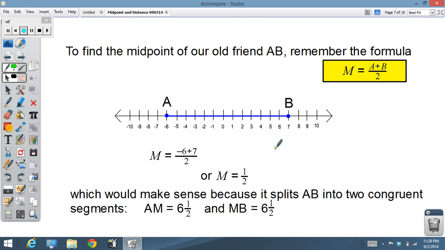So on this particular line, AB from before, remembering that formula, we're going to take the two values for the endpoints, -6 and 7, add them together and divide by 2, and we find that the midpoint is equal to 1/2. Right here would be midpoint M. And that makes sense, right? There's 6.5 units from here to here, and 6.5 units from here to here. So we've split it into two congruent 6.5 unit segments. Simply take the average of the two endpoints, and you have the midpoint.